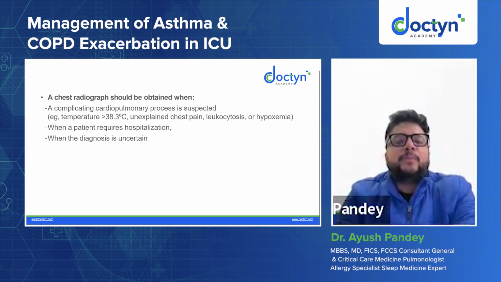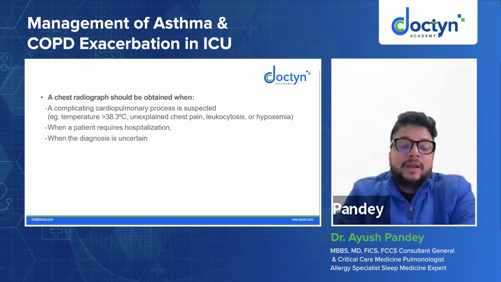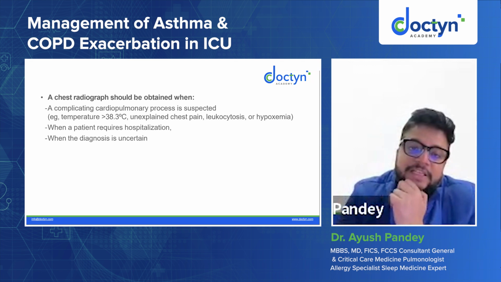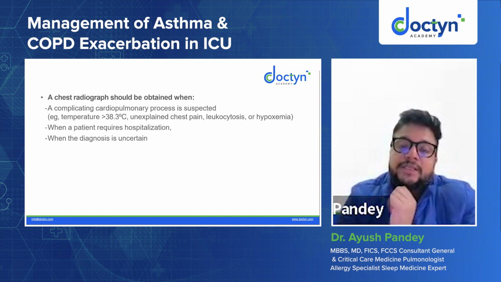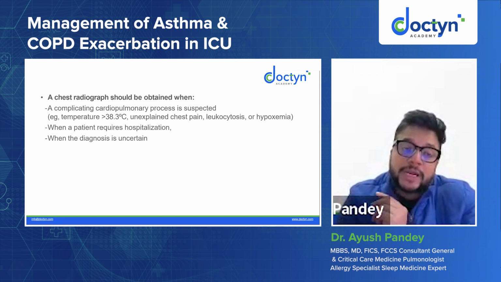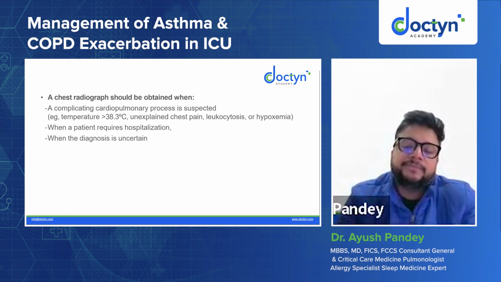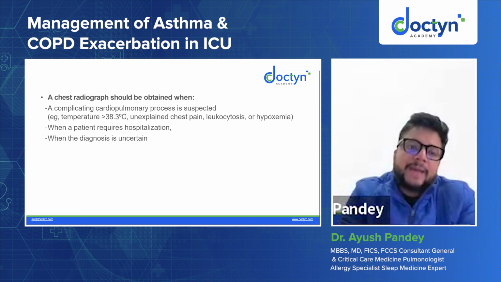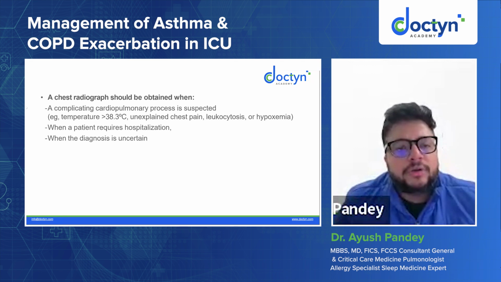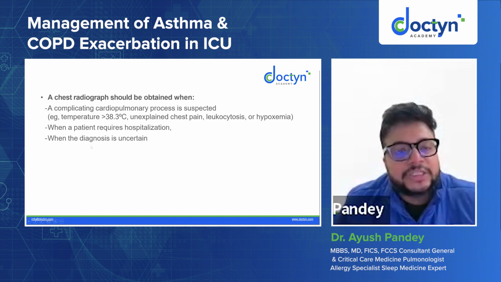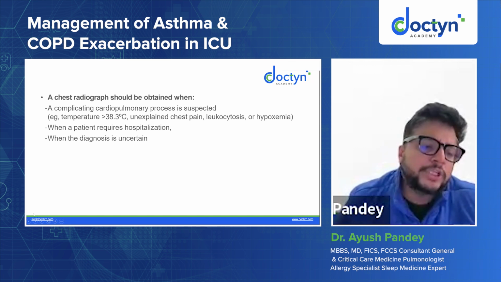A complicating cardiopulmonary process is suspected if the patient is having fever, unexplained chest pain, leukocytosis or hypoxemia. Unexplained chest pain can be there because of pneumothorax, hydropneumothorax; leukocytosis and fever suggest an underlying secondary infection, mostly bacterial, or hypoxemia.